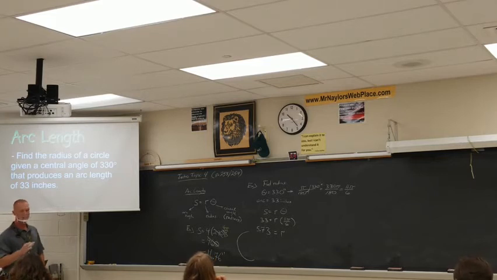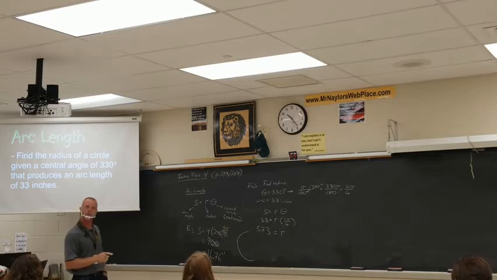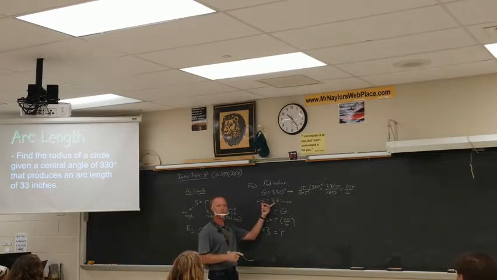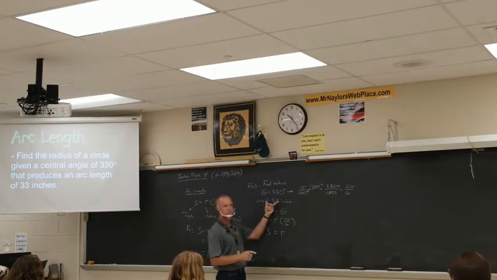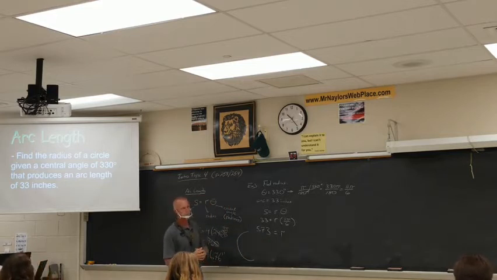Okay, so that would be the radius that matches with that angle and that arc. And remember, an arc is a distance. It's a distance around the outside. But of course, for this problem, it was a partial distance. But that size radius is going to create that arc.